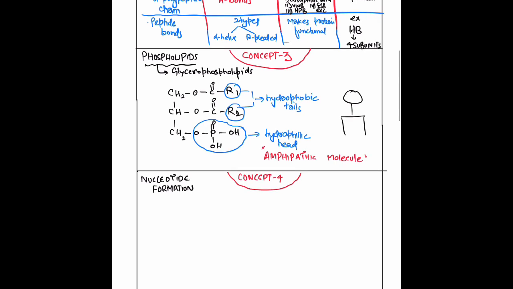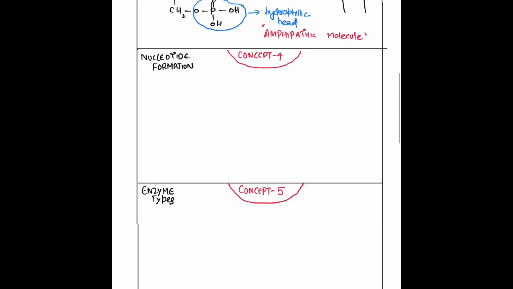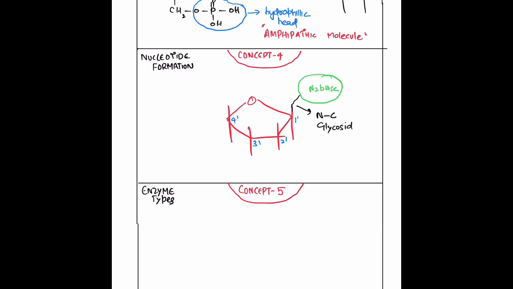Now, going to our concept number 4, which is very, very important, about the formation of nucleotides. One must always remember that in a nucleotide, the central molecule is a sugar. This is the 1' carbon of the sugar, 2' carbon, 3' carbon, and 4' carbon. The 1' carbon of the sugar forms a bond with the nitrogenous base, and that bond is called the N-glycosidic bond.